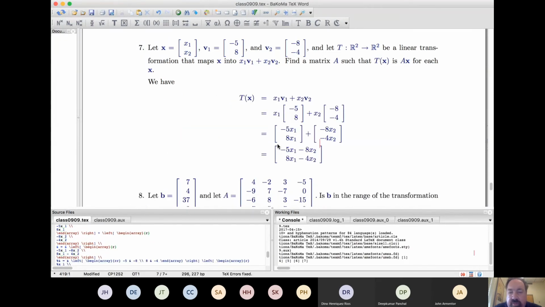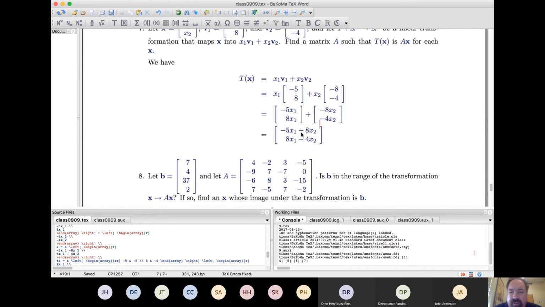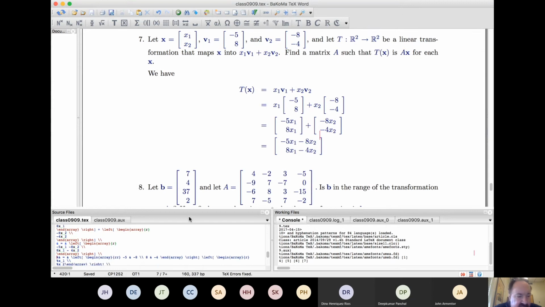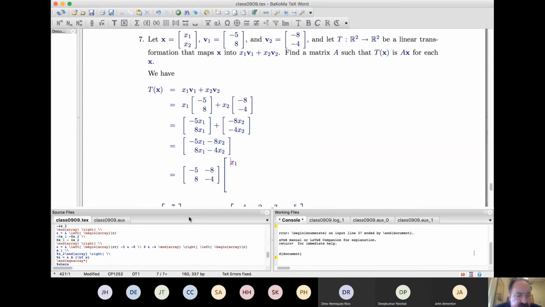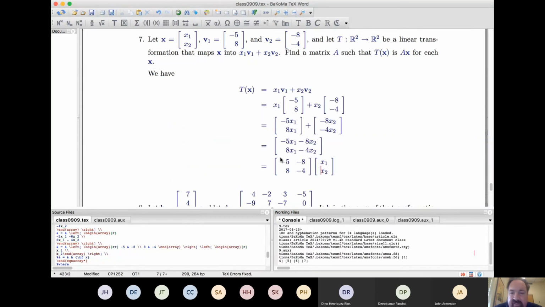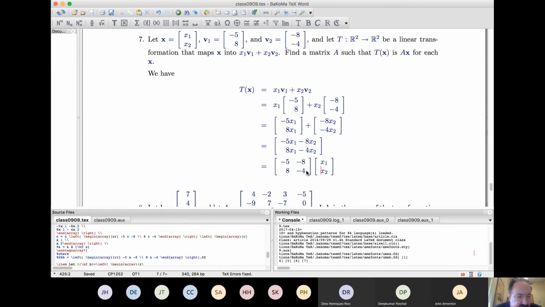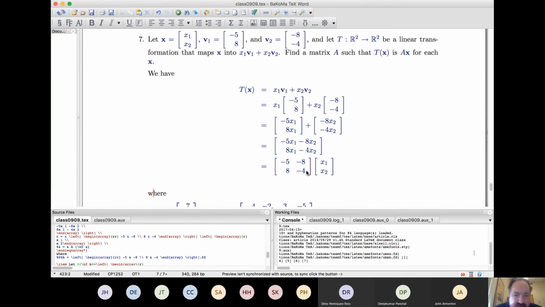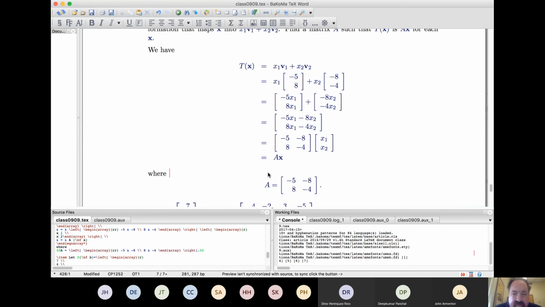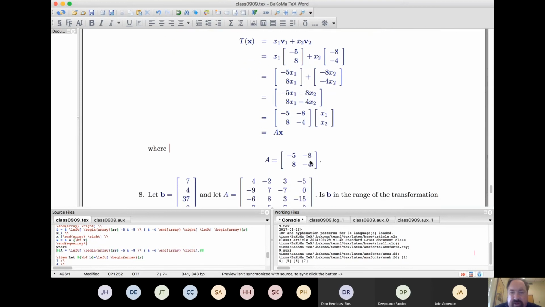Okay. So this is a formula for my linear transformation, but I want to write this as a matrix times the vector x. But the way I can do that is just by taking a coefficient. So -5 and 8 give me the first column. -8, -4 give me the second column. So it's these vectors. I can just read the matrix off of these columns. That's when you see it all worked out. All right, so the linear transformation is A times x, where A is this matrix.